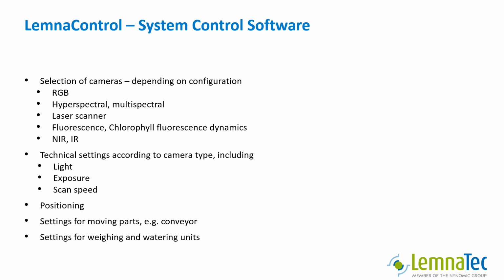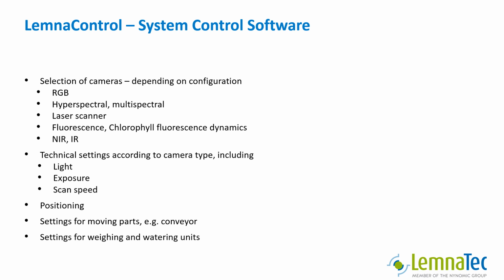Phenotyping systems can have one or more cameras. For instance, an RGB camera or more RGB cameras, hyperspectral or multispectral cameras, laser scanners, fluorescence cameras, chlorophyll fluorescence cameras, NIR or IR cameras. For each type of camera, the relevant settings are available in LemnaControl, for instance light, exposure or scan speed.